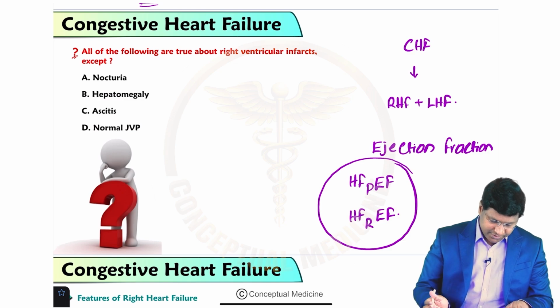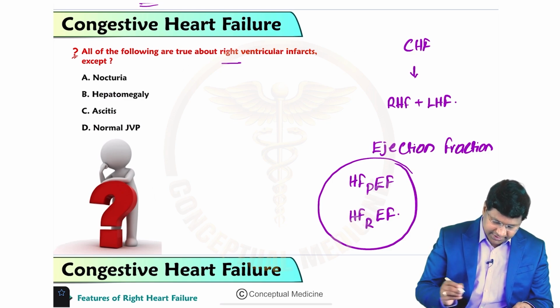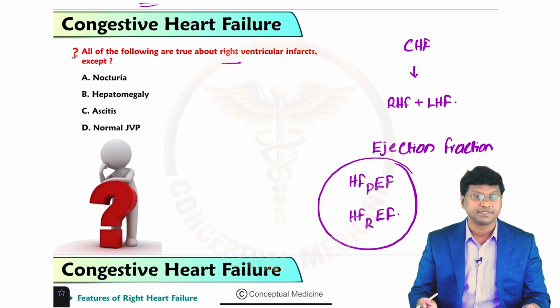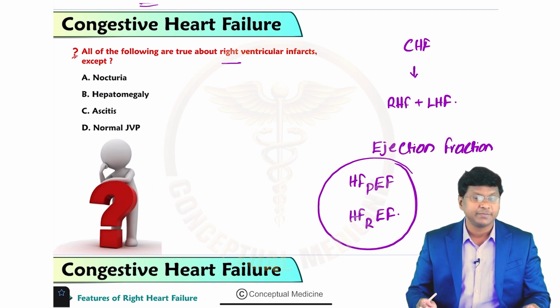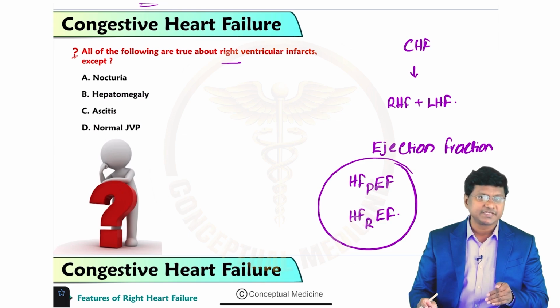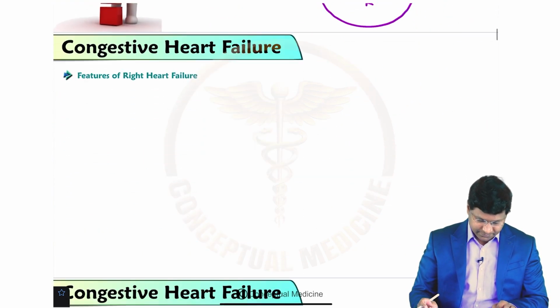So, if you see the question, all of the following are true about right ventricular infarcts except: nocturia, hepatomegaly, ascites, normal jugular venous pressure. So, let me discuss the features of right heart failure and then come back to this question.